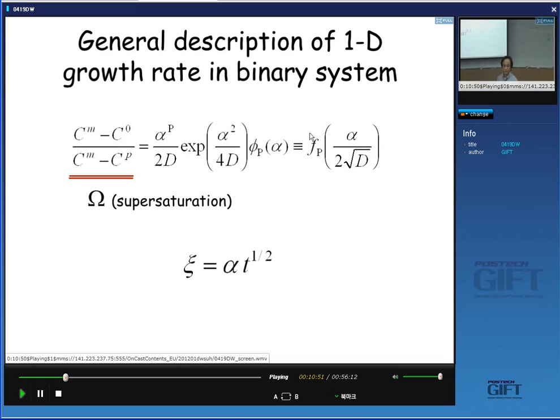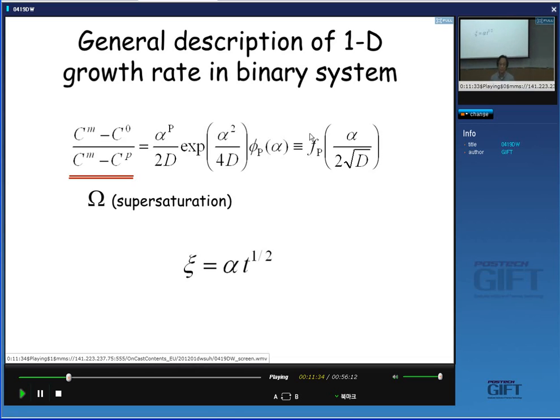Here, P is a constant which is related to the geometry. When P is 1, this equation is for planar growth. When P is 2, it is the equation for a cylindrical shape of the product phase. When P is 3, it is the growth of a spherical shape product phase. So you do not need to have any concern about P. So actually, this is a nonlinear equation about alpha.